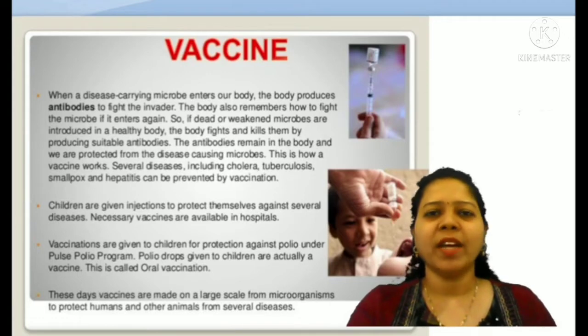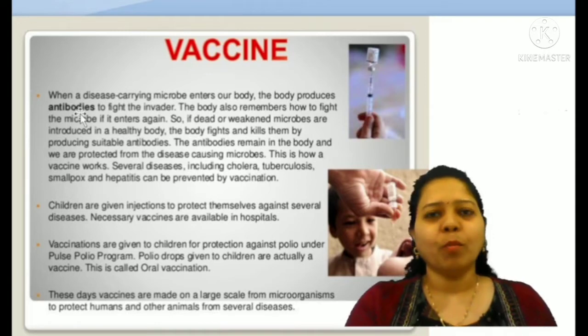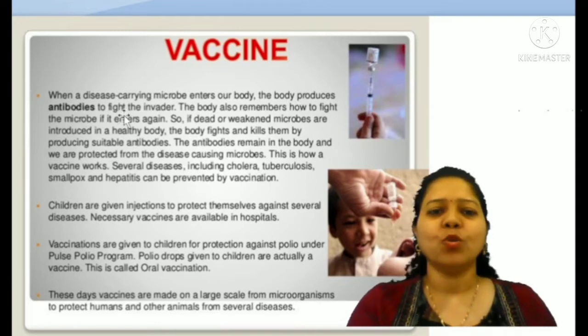Vaccine. We know that we take different types of vaccines. Nowadays, we are also taking a COVID-19 vaccine. What is a vaccine? When a disease carrying microbe enters our body, the body produces antibodies to fight the invader. The body also remembers how to fight the microbes if they enter again.